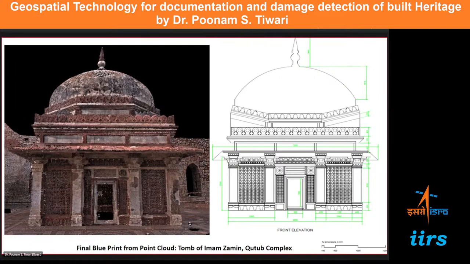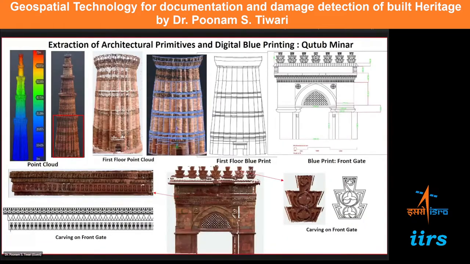This is the blueprint for the tomb of Imam Zamin, and this blueprint has all the measurements up to millimeter level accuracy. Okay, because the terrestrial laser scanning data that we have is very accurate. Similarly, primitives were extracted and blueprints were done for Qutub Minar also, and for other areas also.